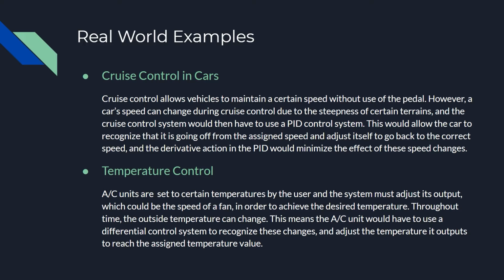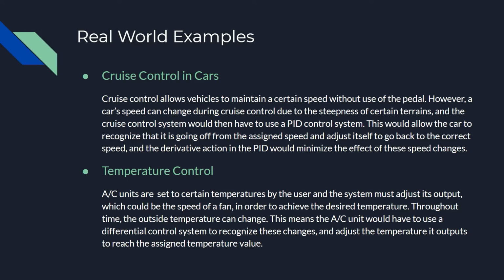Two real world examples consist of cruise control in cars. The cruise control function in a car allows it to maintain a certain speed without the use of the pedal. However, the speed of the car can change due to environmental factors such as the steepness of the terrain, and this can cause the car to speed up or slow down depending on the steepness. The cruise control system would then have to use a PID control system, and this would allow the car to recognize that it's going off from the assigned speed that the user inputted, and it will adjust itself to go back to the correct speed. The derivative action of the PID would minimize the effect of these speed changes.